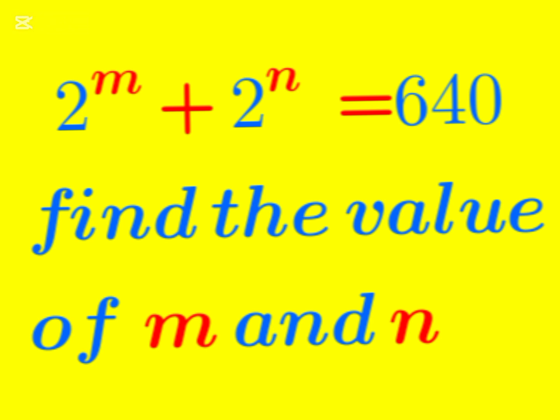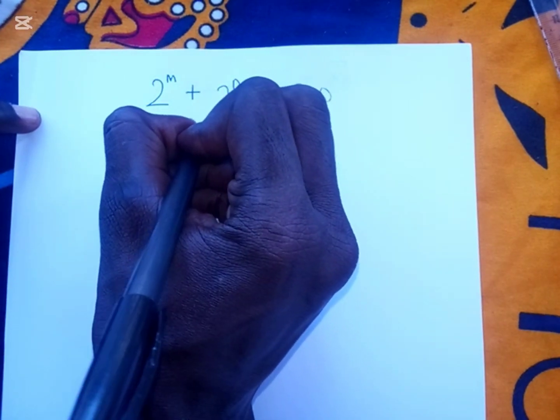Okay, let's get to the problem and see what we are going to have at the end. We have to find the value of m and n. It reads 2 raised to the power m plus 2 raised to the power n is equals 614. Now to find the value of m and n, just watch till the end. Okay, now we say solution.